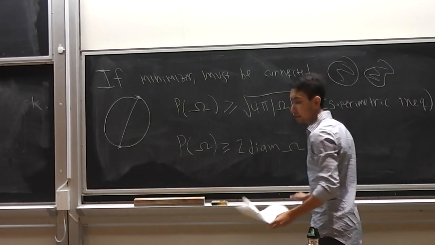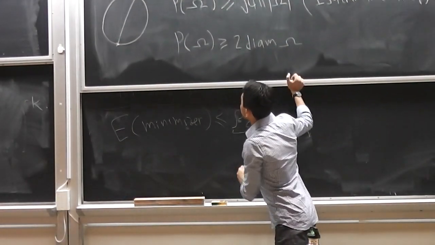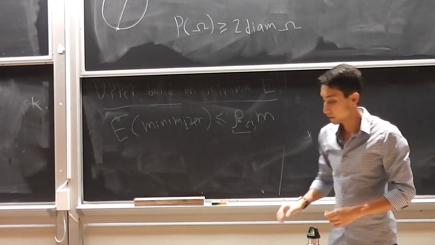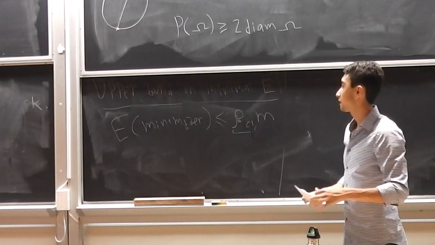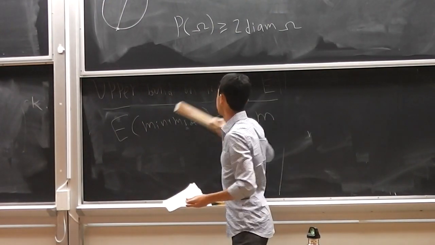Now we can use these two. We assume that a set is connected, and then we get that for certain parameter regimes, the energy is actually greater than this bound. That's a contradiction, so that means a minimizer doesn't exist.